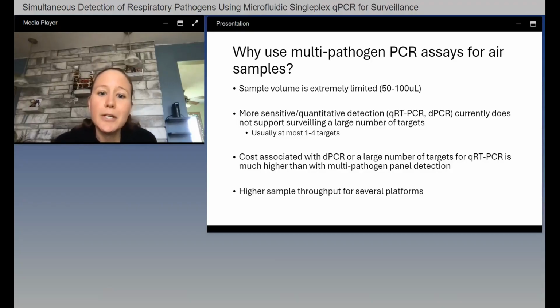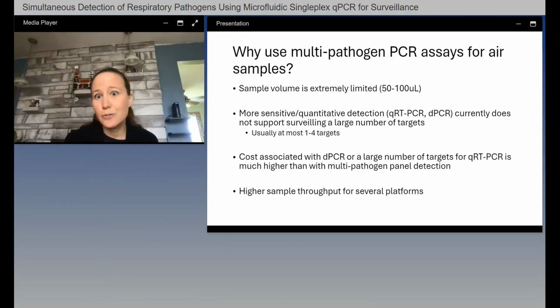The more sensitive and quantitative detection, like qPCR or digital PCR, currently those platforms don't support surveilling a large number of targets. Most of the platforms, typically you can look at 1 to 4 targets. Also, the cost associated with doing digital PCR or qPCR on a large number of targets is much higher than what's associated with the multi-pathogen panel detection. Finally, we do have higher sample throughput, which I'll get into on the following slides for multi-pathogen PCR assays.